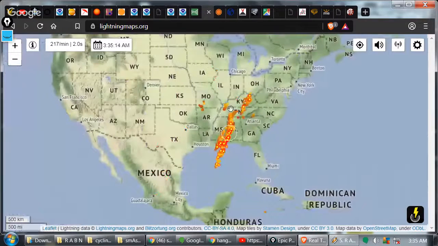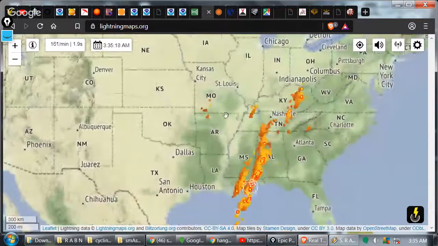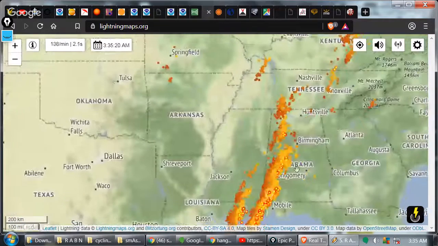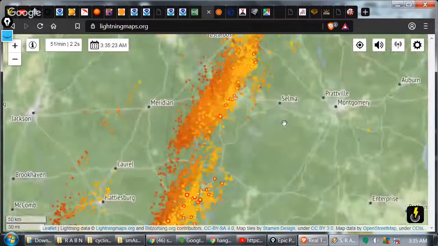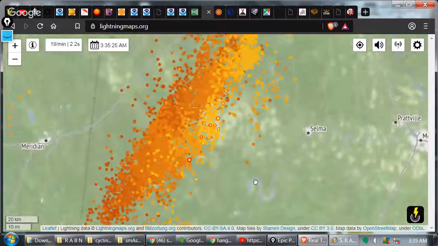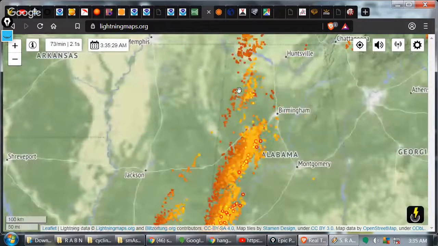There's your lightning map. If you're not familiar with lightningmaps.org, check it out. If you got lightning going on above your head right now, zoom in. It will give you some predictive value of where the next strike is going to be, where it's going, and it might make you a little safer.